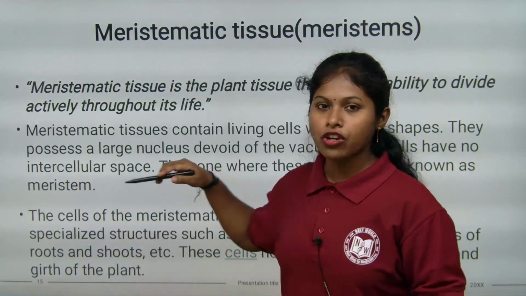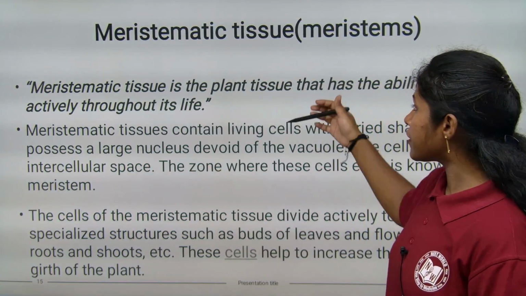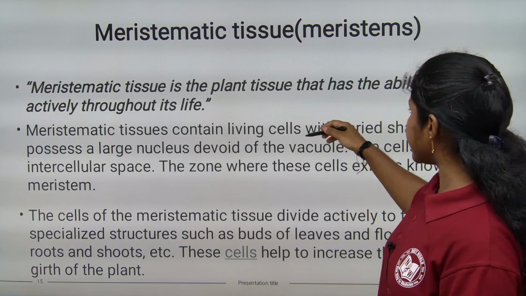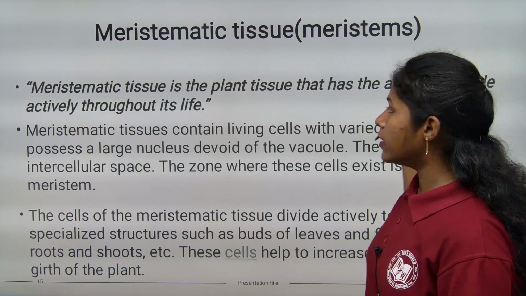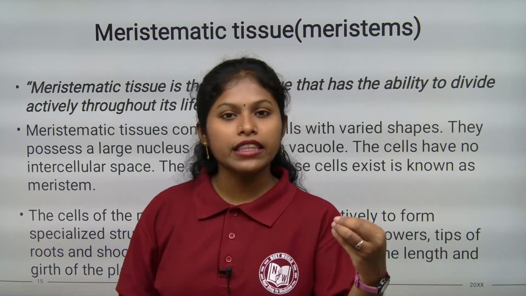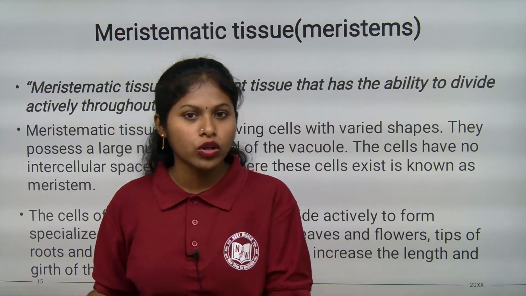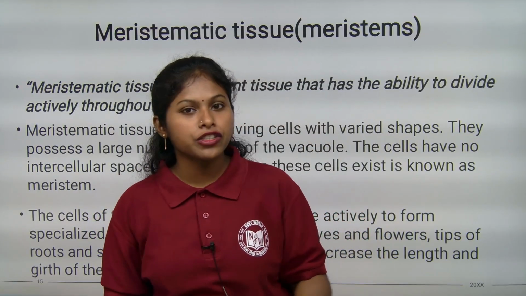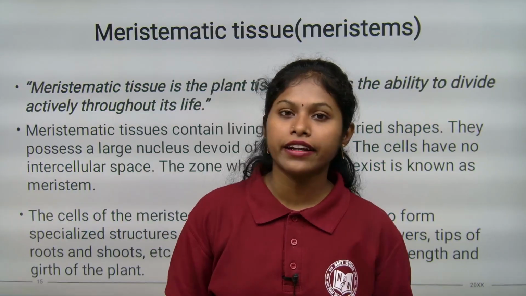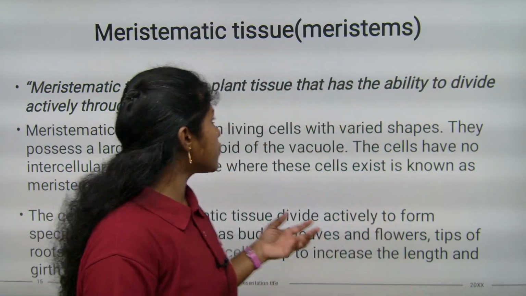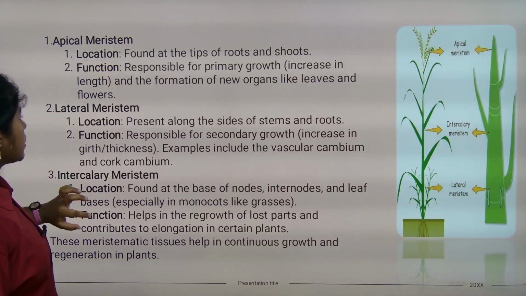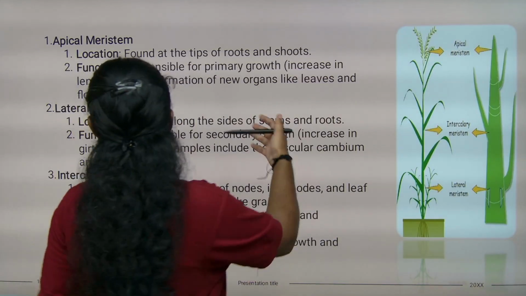So what is the definition of meristematic tissue, children? Meristematic tissue is a plant tissue. Which tissue is it, animal tissue or plant tissue? It is a plant tissue that has the ability to divide actively throughout its life, because of which the plant's primary growth starts, and because of the meristematic tissue only the plants are indefinite in growth, right. Coming to the next, children, there are three types: apical, lateral and intercalary.